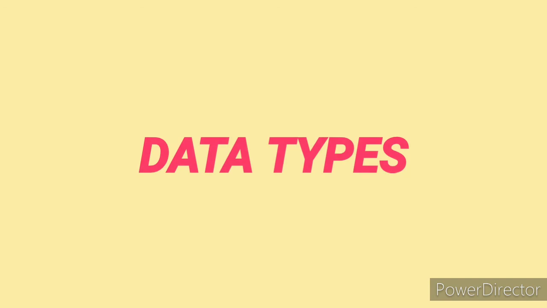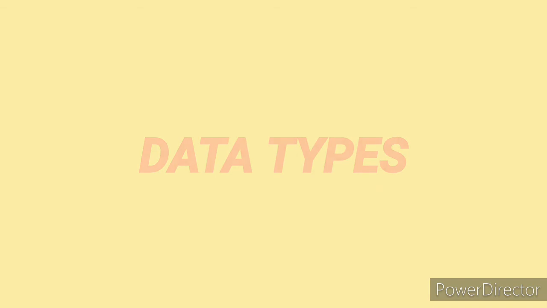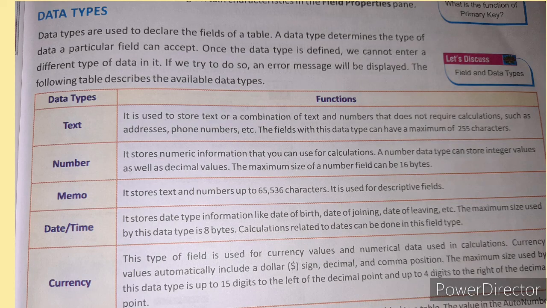What is that, children? Data types. Data types are used to declare the fields of a table. That means whatever we are typing in the field, for that we should select the data type. The data type determines the type of data a particular field can accept. That means whatever data type we select, that field will take only that type of data. If you type any other data type in that field, you will get an error message. An error message will be displayed.